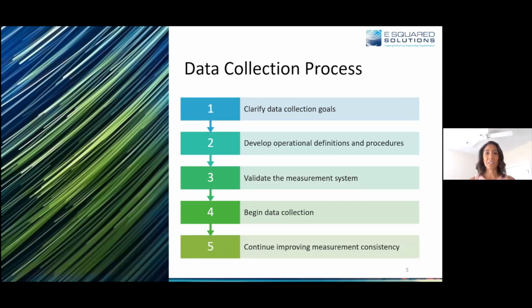Why are we collecting this data? Is it because we're doing some form of improvement effort? Is it because we just want to understand some baseline performance of this part of our organization? Is it for some other reason? Are we needing to report on compliance to an external regulatory body or whatever it might be? So why is it that we need this data?